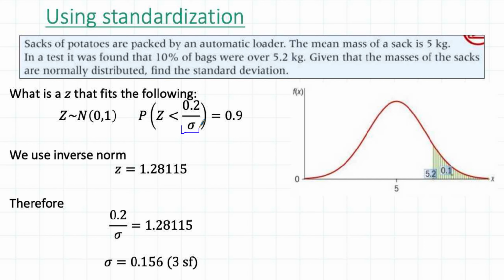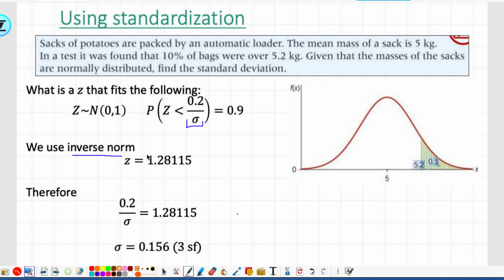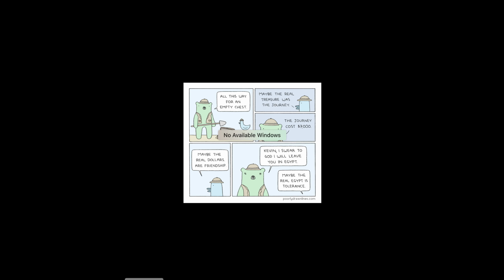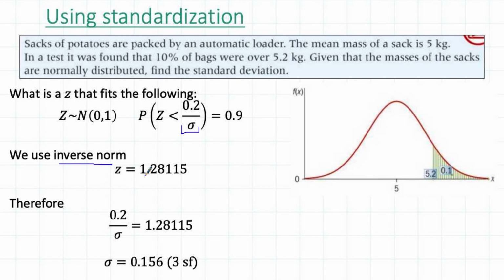So go back to, well, how do I find a missing value if I know the area? We use inverse norm. So we're going to use steps that we already know. But this time we know the standard deviation and the mean, so I can use it to actually find the value of z. So this is the value of 0.2 over sigma. And then when I equate them with each other, I can then rearrange to solve and find sigma. So this is how we find missing parameters.